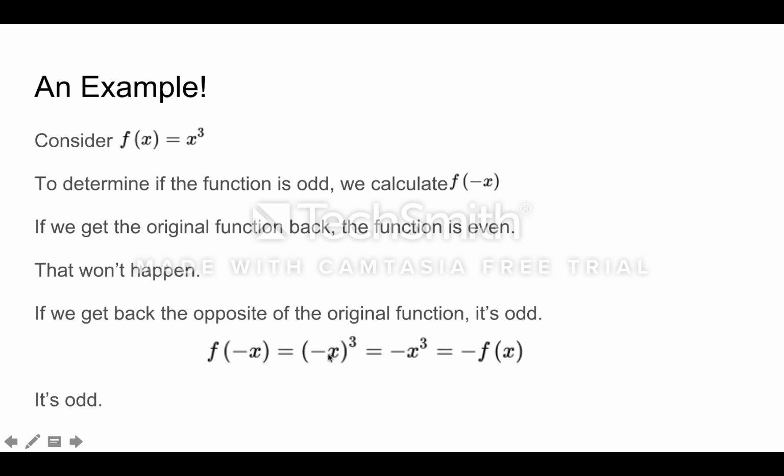So we replace the x with a negative x. When you cube a negative, you have 3 negatives. 3 negatives multiplied together is a negative. So f of negative x is negative x cubed, but that's the opposite of the original. We've got ourselves an odd function. Notice that this odd function has an odd exponent. Coincidence? I don't know.